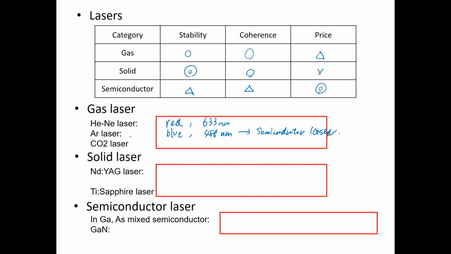And a CO2 laser, whose original wavelength is 10.6 micron, so it's infrared. This laser is used in industry for laser processing because you can increase the intensity very high.